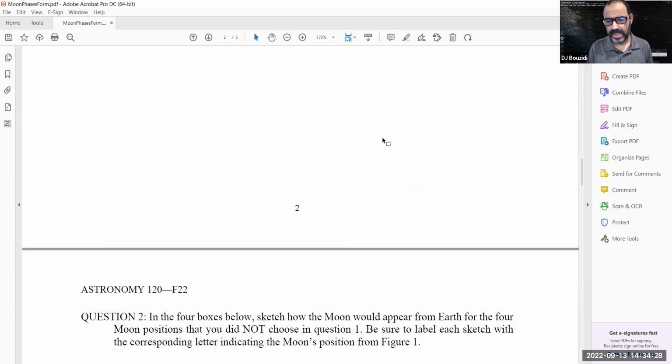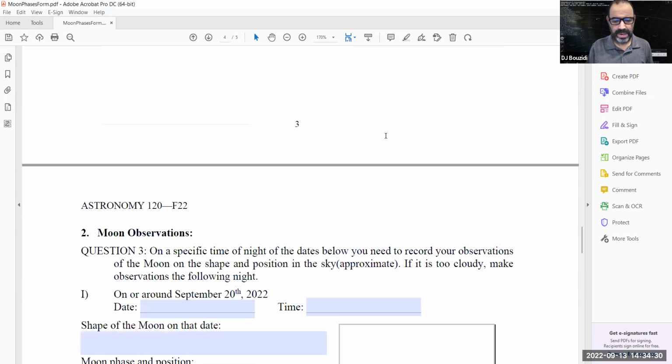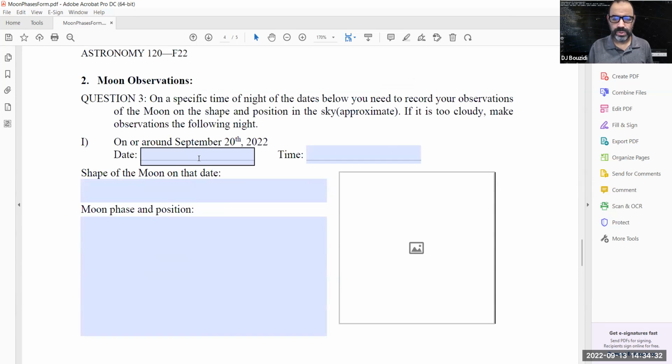So that's the second part. Then you're going to do your observation around September 20th, because it's kind of ambiguous at this point. It may be September 19th, 20th, or 21st. You're going to put the date in here, and you're going to put the time in here. Was it in the morning? Was it in the evening? Was it later at night? And so on and so forth, okay?